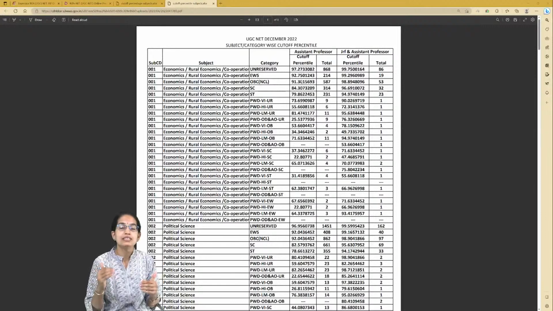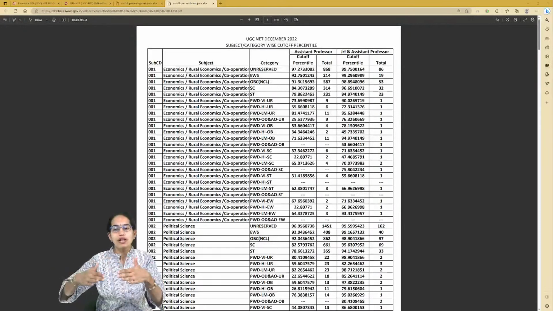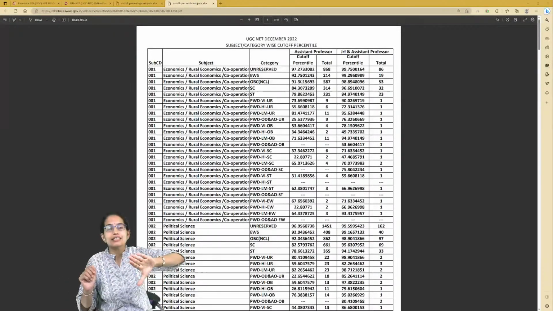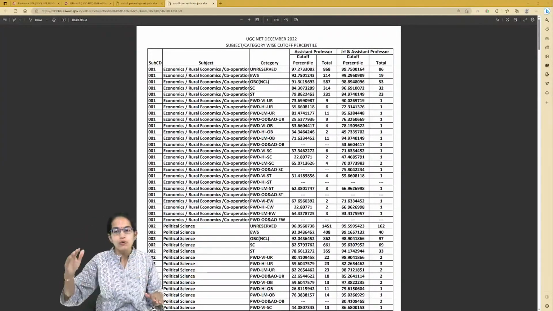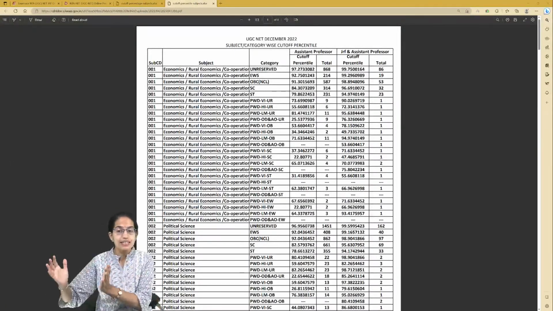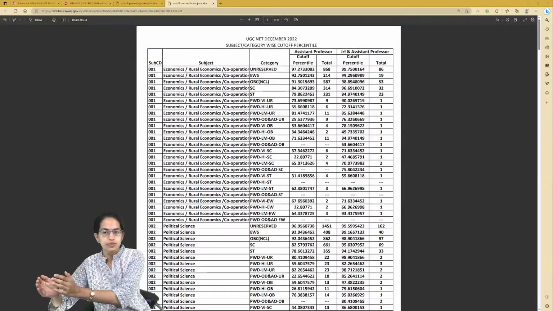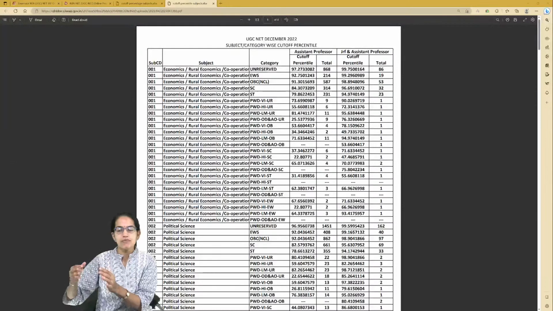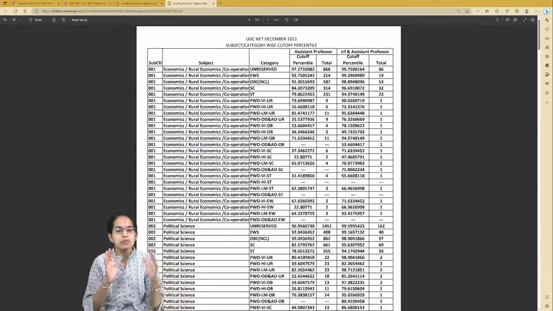97 percentile means 3% of the total students who have appeared are above you or at your level. That means 97% of the students who appeared fall below you on the curve. It's just how you grade on the curve. And the same goes for JRF. If I say 99, that means of the total number of students who applied in economics, those in the top 1%, with 99% below. That is what percentile is, which is seen on your scorecard.